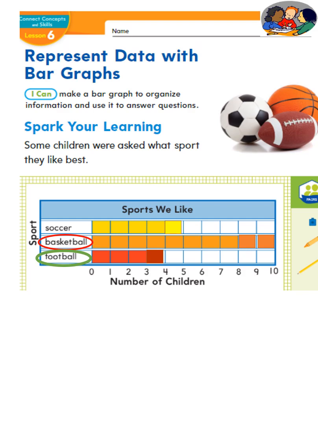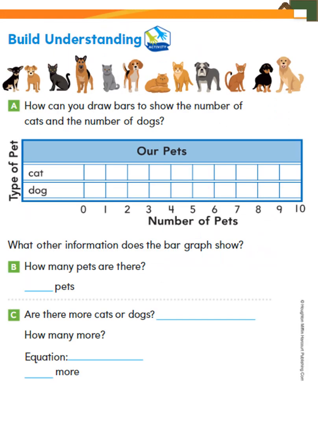So that's a way to take information and put it into a graph for us to see how many. And it's much easier than just showing all the different numbers. A graph shows you the information right away, and you can see which one is the most and which one is the least. Let's build your understanding.